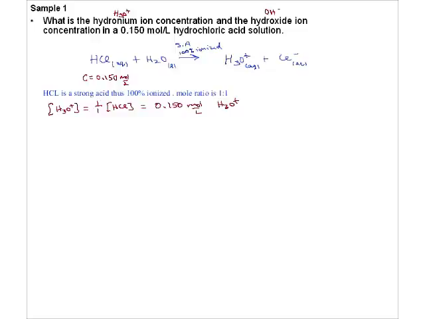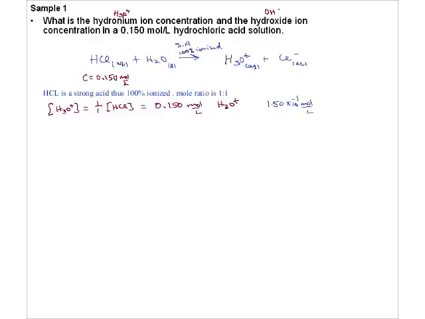If you want to put that in scientific notation, just to compare with the value that we get from water, this would be 1.5 times 10 to the minus 1 moles per liter. That's a lot bigger than 10 to the minus 7. So the amount of H3O plus from the hydrochloric acid is much, much more significant than the amount of H3O plus that would come from water. All right, so there we go.